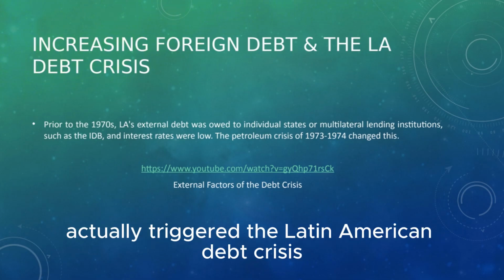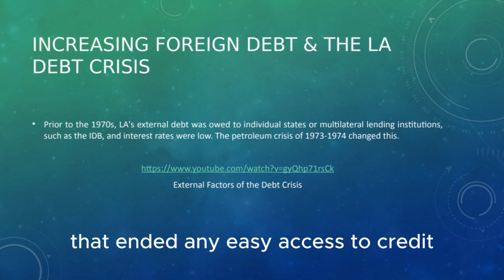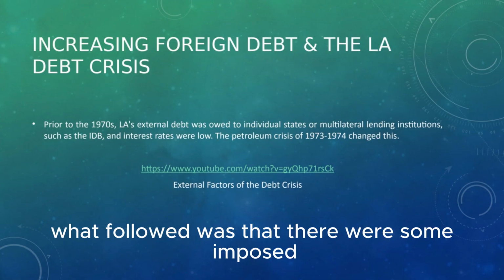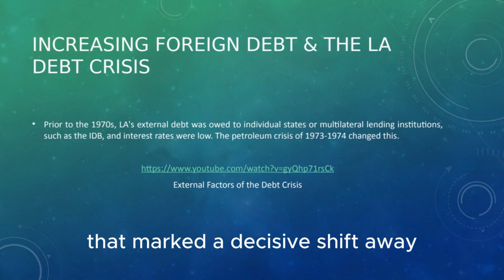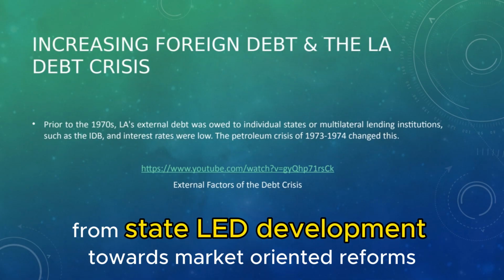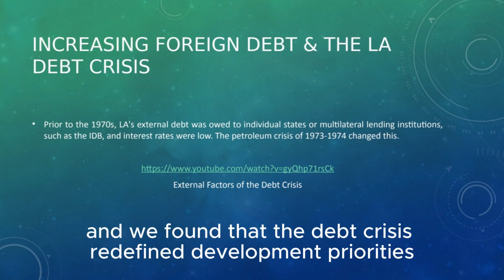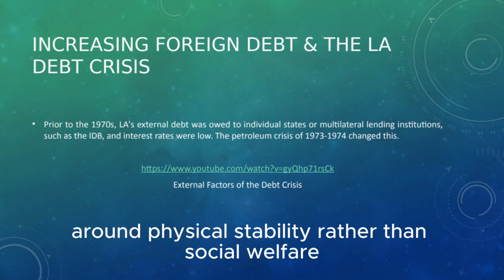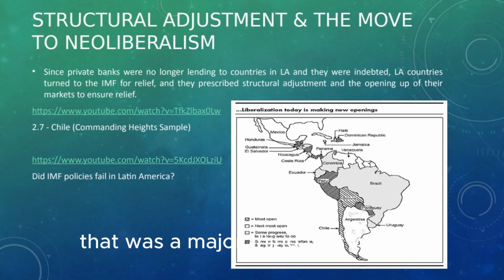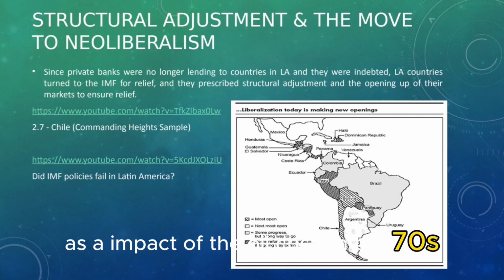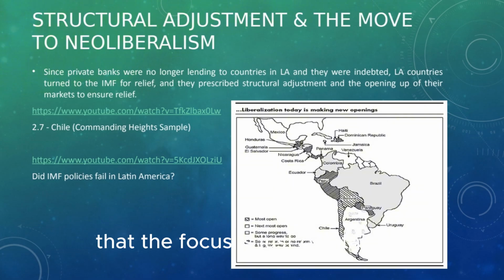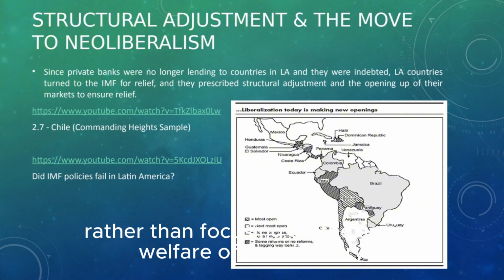So you found that the 1970s oil shock and increasing interest rates actually triggered the Latin American debt crisis that ended any easy access to credit. What followed was some IMF-imposed structural adjustment that marked a decisive shift away from state-led development towards market-oriented reforms. And we found that the debt crisis redefined development priorities around fiscal stability rather than social welfare across the region. So that was a major impact of the oil crisis in the 70s that led to the Latin American debt crisis, where the focus is just on stability rather than on the social welfare of the citizenry.